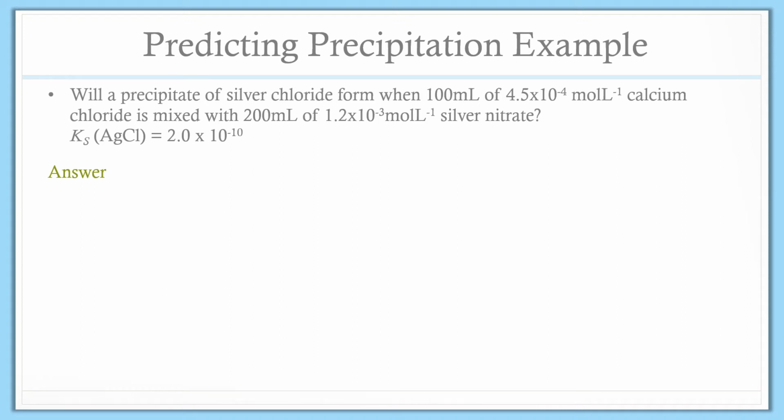Hello, chemists. Today we are going to be looking at predicting precipitation reactions. We're going to be working an ionic product prediction equation. Hopefully that'll give you a little bit more insight on how to approach these.